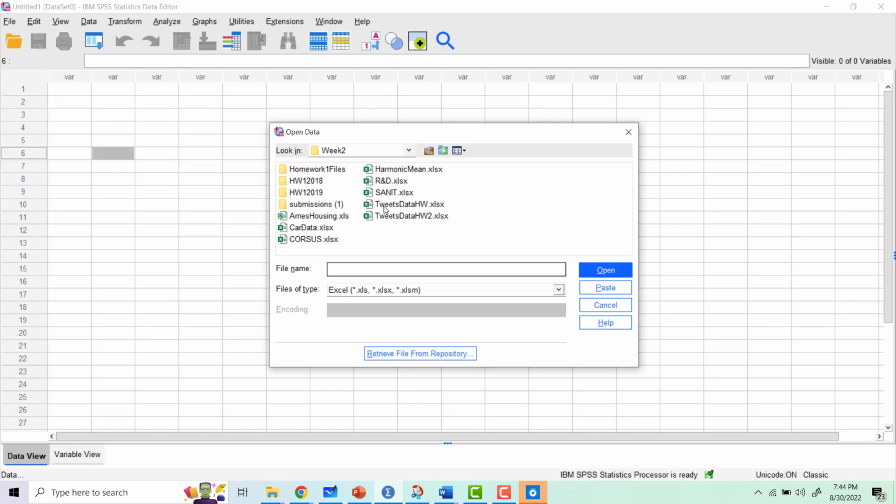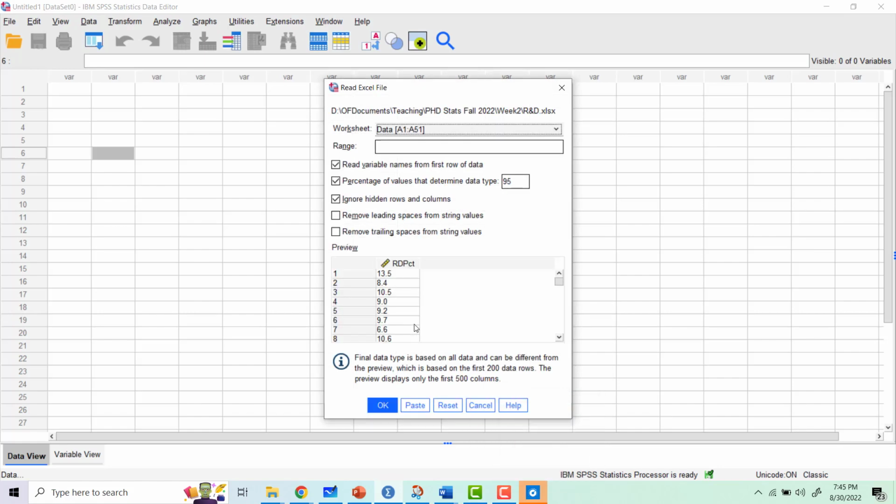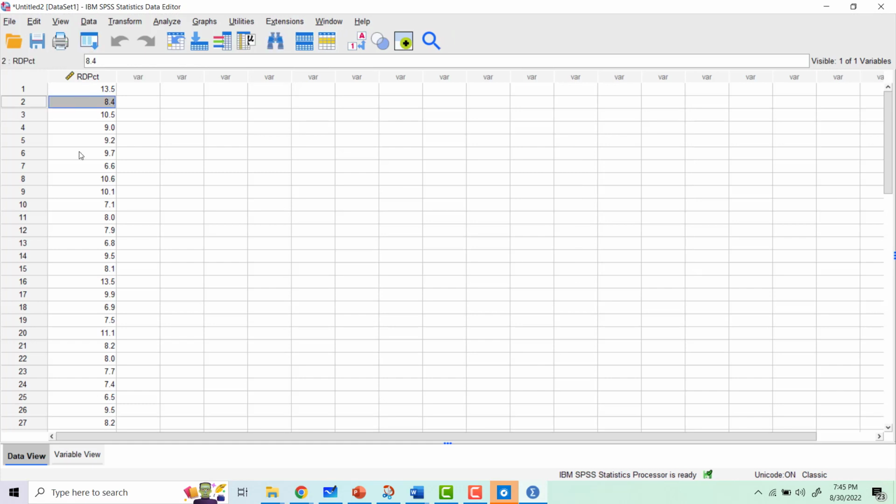And the first thing we have is R&D. This is research and development spending. Just give it a second to load. Okay, so this is research and development spending, the amount of revenue a number of corporations spend on research and development. Now let's just analyze this.